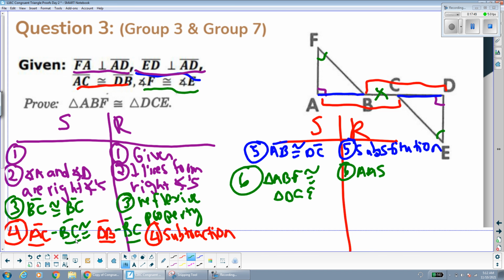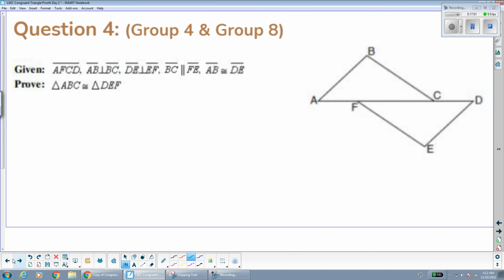Okay, let's move along. Here is the fourth question. So here we have AB is perpendicular to BC. We have DE is perpendicular to EF. We have BC is parallel to FE.